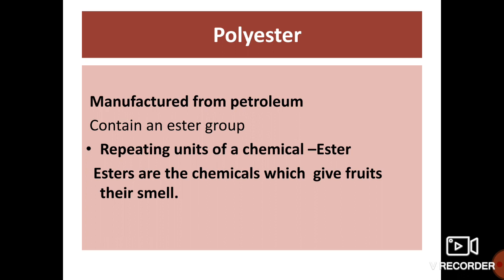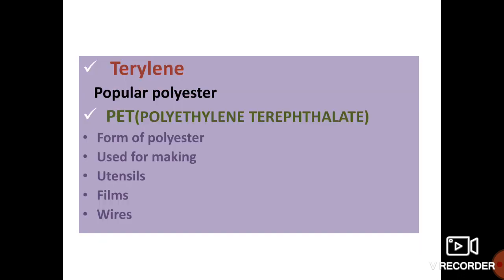Natural esters are present in fruits also. It gives fruits their characteristic sweet smell. Terylene is a popular polyester.